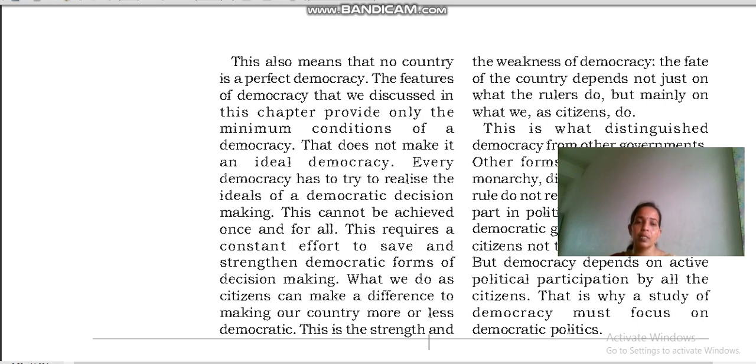That is why the study of democracy must focus on democratic politics. So here we have studied the meaning of democracy, the features of democracy, its merits and demerits, and the broader meaning of democracy. Through this discussion, we can conclude that democracy is the best form of government, but the government alone is not enough to take decisions. The active participation of people is also important.